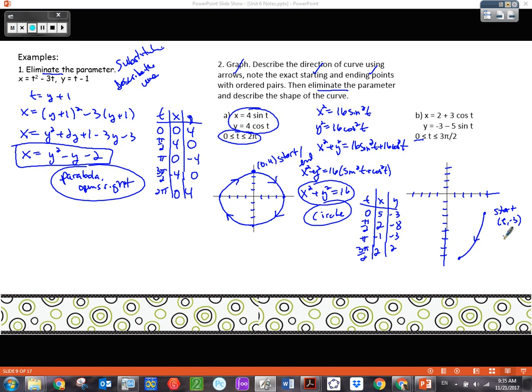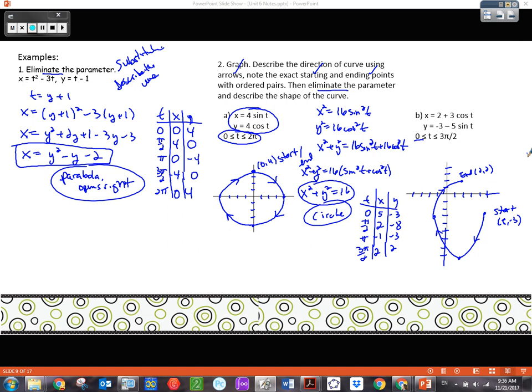Okay. My next point is at 1, -3, right here. Alright, so we curve back up this way. And my last point is at 2, 2. And this would be our end, and that's 2, 2.